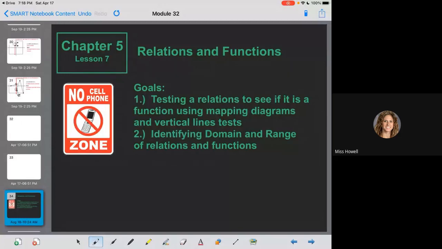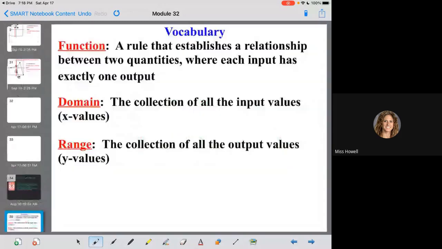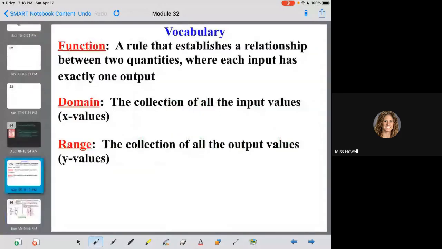So, reminders from our previous lesson, a function is a rule that establishes a relationship between two quantities, or more specifically, a relationship that for each input it is associated with exactly one output. So each domain value has exactly one range value, or each input has exactly one output, or for each x value of an ordered pair, it can only go with one corresponding y value.